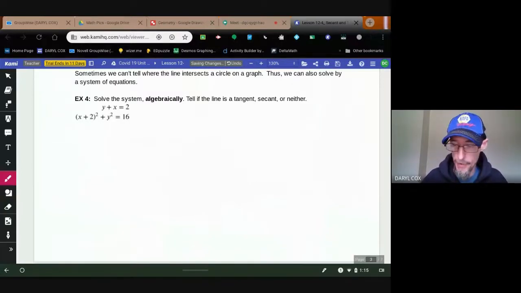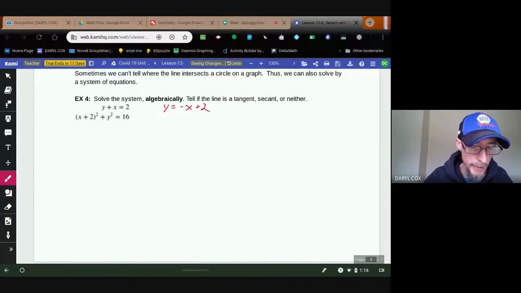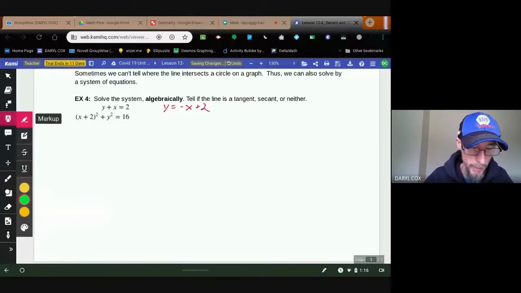So here I see that I have a circle and a line. I know it's a line here because nothing is squared. I know this is a circle because I see x squared and y squared. So rather than graph this, let's go ahead and solve this algebraically. I'm going to do the same thing. I need to first do substitution. The line, I need to get it either into y equals or x equals. Let's do y equals. So I'm going to set this up as -x plus 2. There's my line.